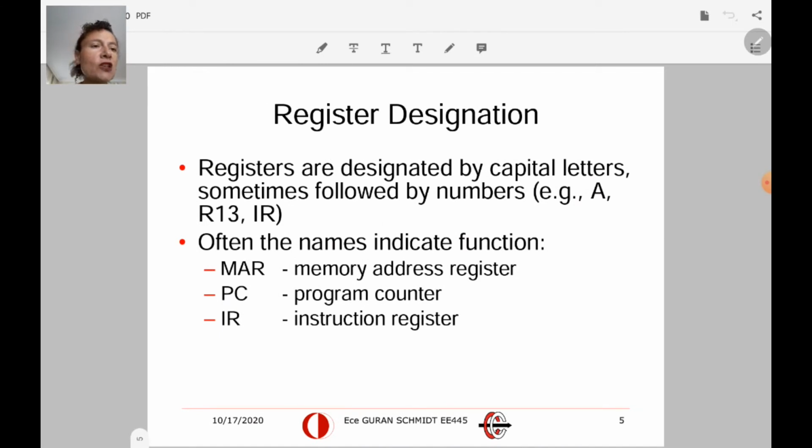So we have some notation. We are going to call registers by names, and we will designate the registers by capital letters. Sometimes you might combine them with numbers, so we can have register R13 or register IR. When we talk about the basic computer, we will see that there are certain important registers: the MAR register, the memory address register, the PC program counter, and the IR, the so-called instruction register.